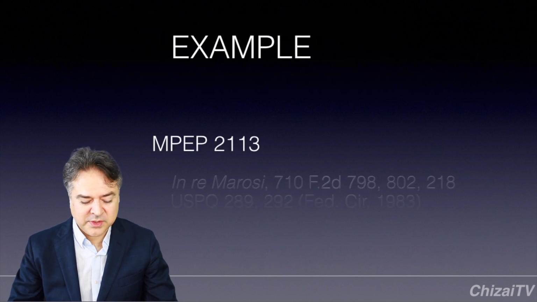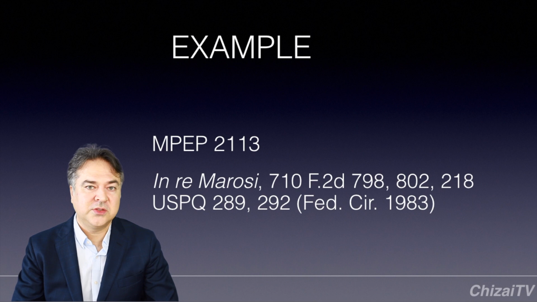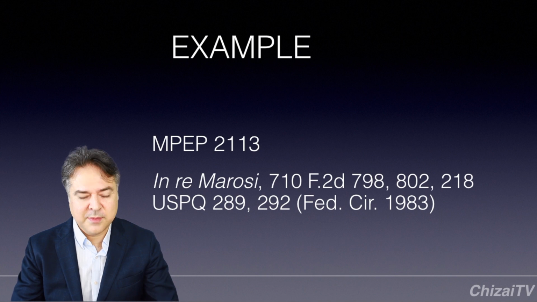Okay, so here's an example. Let's go over an example. I'm going to go over the In re Marosi case. It's a case that relates to an oil drilling related patent. And it's a chemical compound, and it's made by a particular process. So let's look at that now.